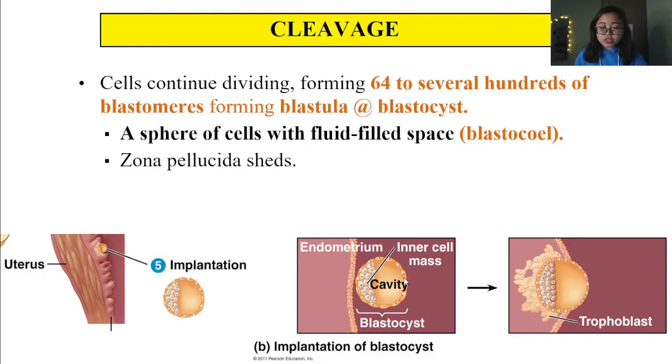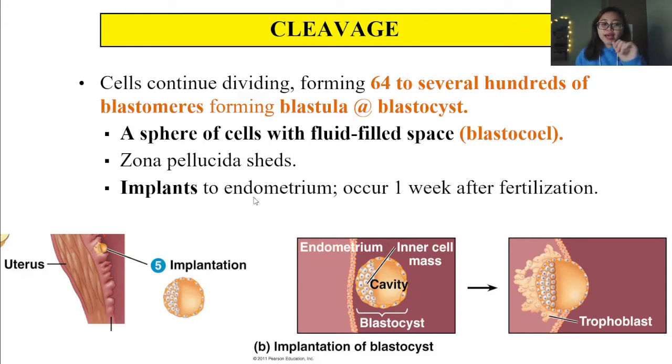At this point, when it forms a blastula or a blastocyst, the zona pellucida that was outside is now going to shed. Okay, pada tahap ini, baru itu zona pellucida terbuka. And it is now ready to implant to endometrium. About 1 week after fertilization is the time when this blastocyst will start to implant to the wall of the uterus called the endometrium.